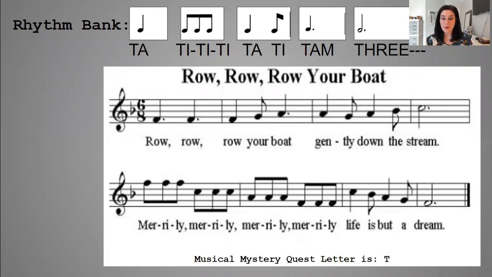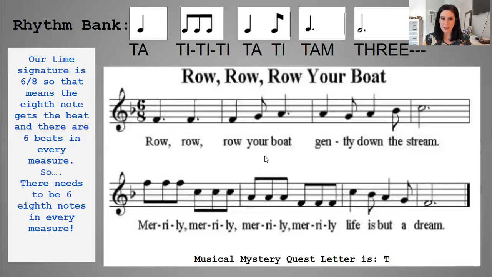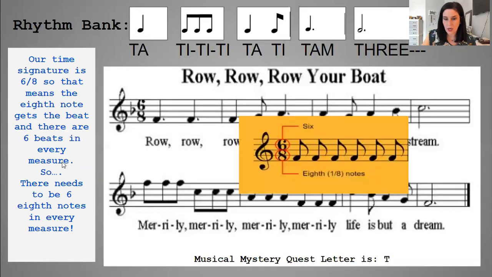Awesome job. Today we're going to be looking at the rhythm to Row, Row, Row Your Boat. But Row, Row, Row Your Boat is in the time signature 6/8. So rhythm's going to be a little different today. 6/8 means that the 8th note will get the beat. And there are 6 beats in every measure.